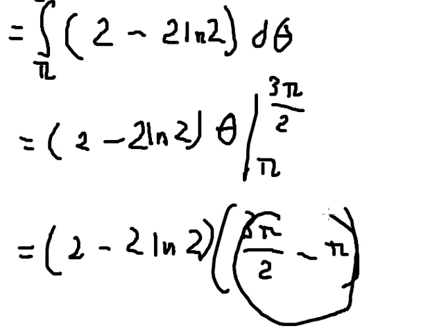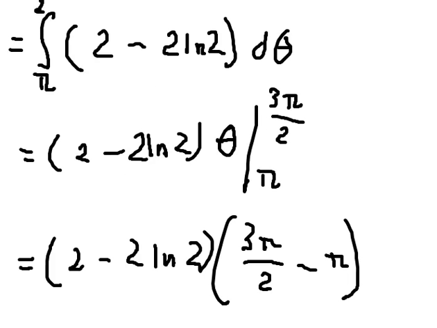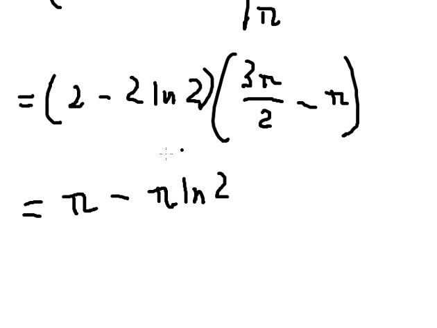This one we have pi over 2. Pi over 2 multiplied by this one, we just have pi minus pi ln 2. And that is the final answer.